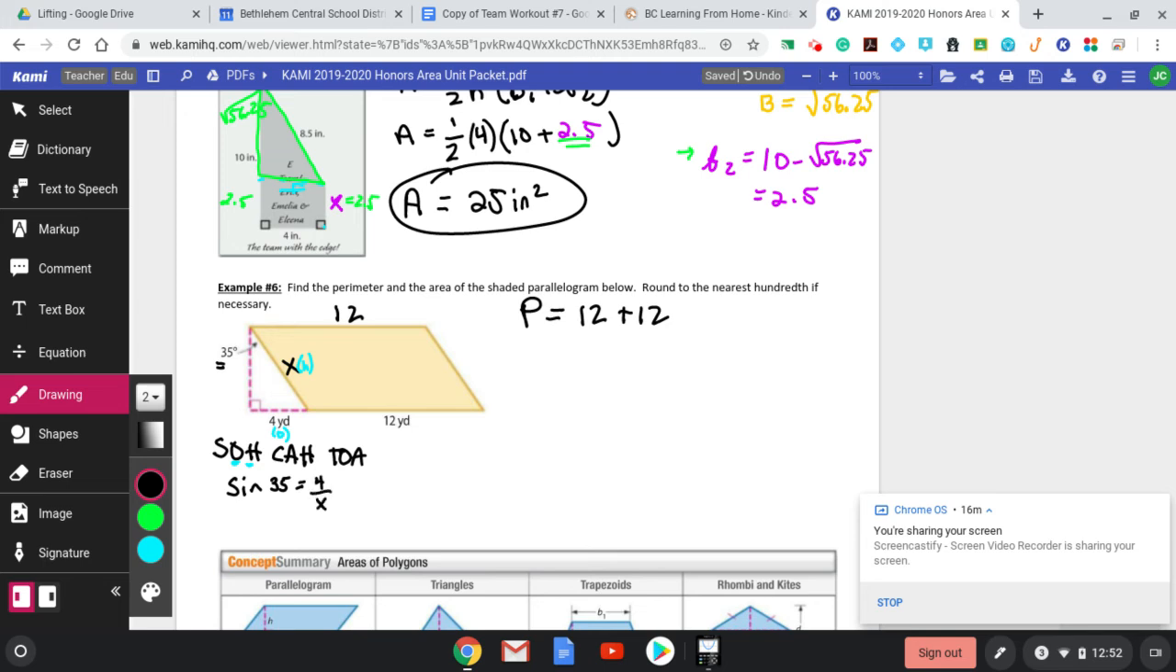Love the geometry. It always comes back. All right, just because we end a unit doesn't mean it's gone for good. So I'm going to put this over 1 and I'm going to cross multiply. Okay, 4 equals sine of 35 times x. You guys are going to divide both sides by sine of 35. And we're not going to round anything until the end.